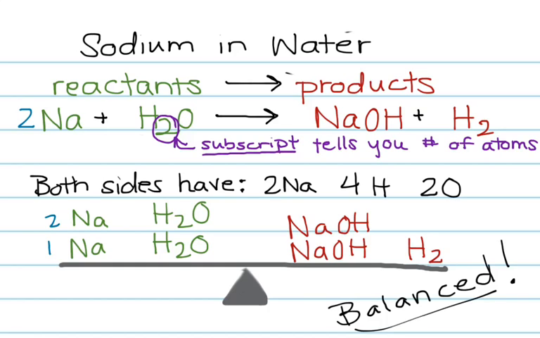So we count up each molecule or atom that we have. So 1, 2 sodiums, we write a 2 in front. Right here, write a 2. All right, so let's count the waters. We have 2 waters, so we write a 2 there. We have 2 sodium hydroxide on the product side, so we write a 2 there. And we only have one H2, so we just write a 1, but you don't actually have to write a 1 because chemists don't like 1s for some reason.